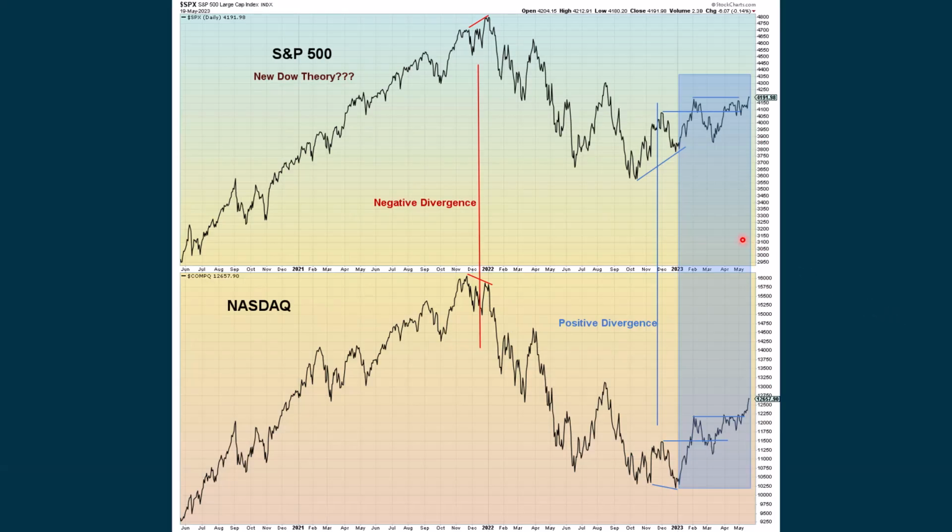This is a new take on Dow theory, where we use the S&P in place of the Dow. It shows that the S&P is breaking out, but we're hitting pretty significant resistance at 4,200. We compare that to a broader market measure using the NASDAQ, where it is also breaking out. So these are confirming each other at this point.